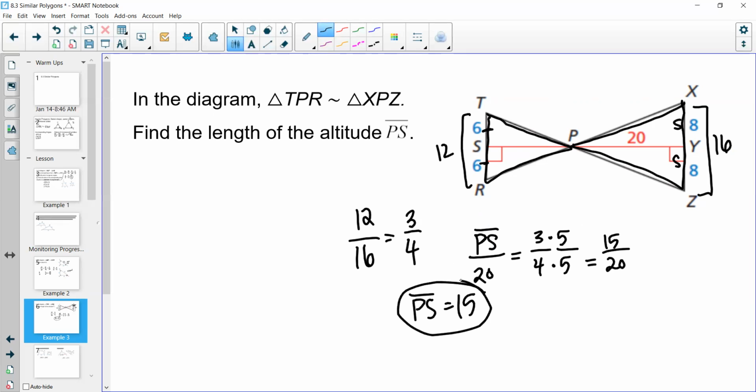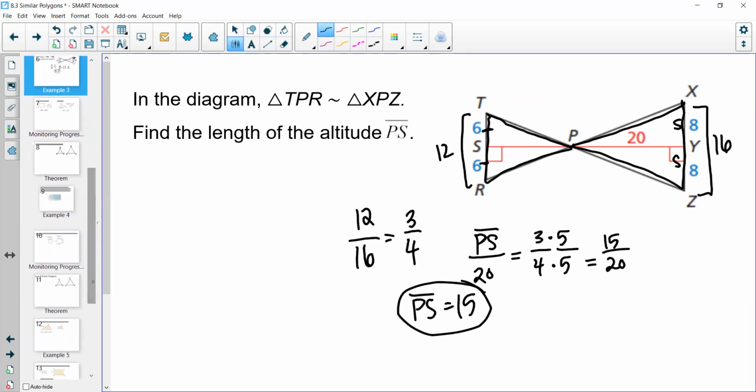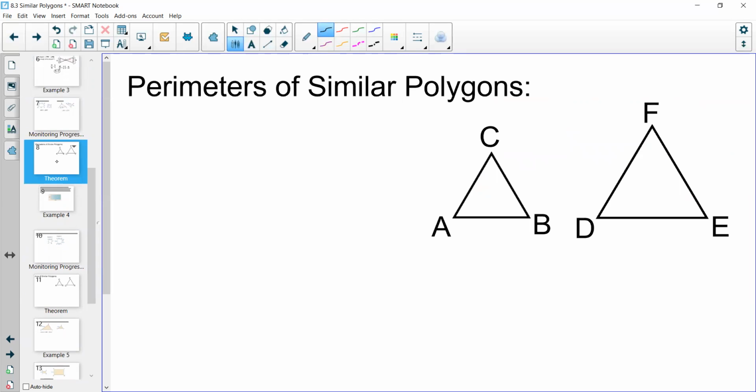Okay, isn't that cool how we can use these properties of similar polygons to find that? Now this applies not only to triangles, but any type of polygon that we want. The next one that we're going to look at is that we actually can find some other cool things by looking at similar polygons. For example, one of those is the perimeter of a similar polygon. They actually have a really cool property.